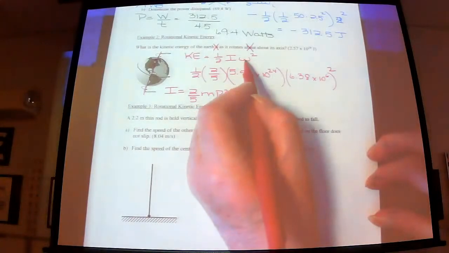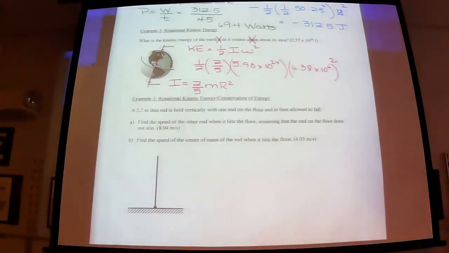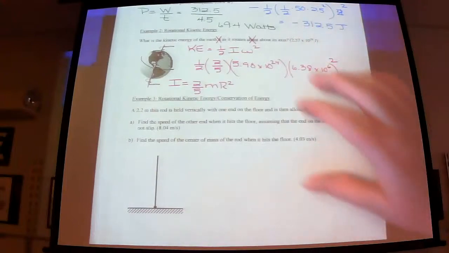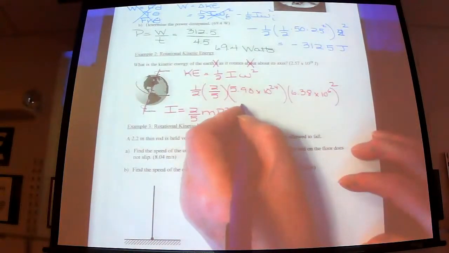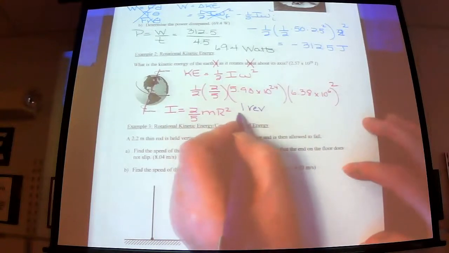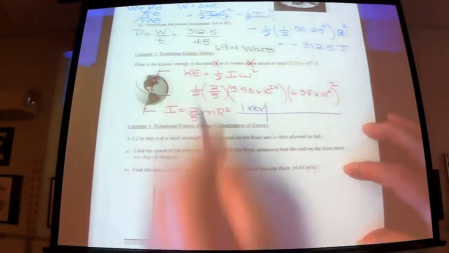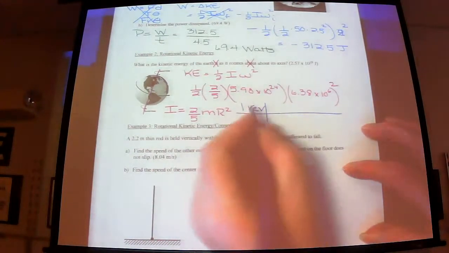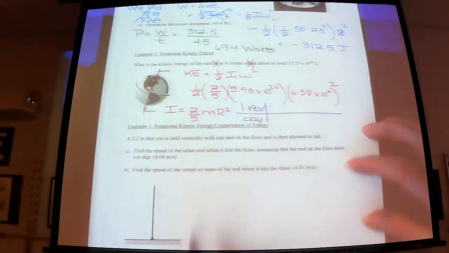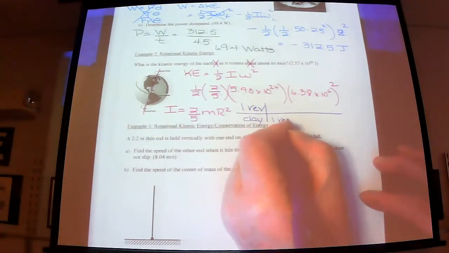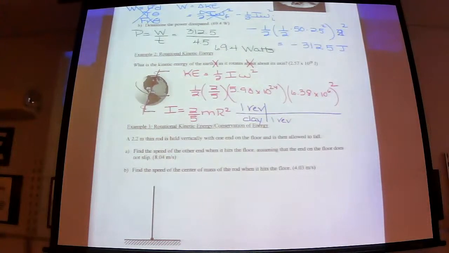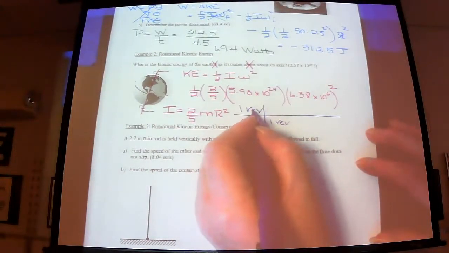And now, W. What's W? 1 rad a day? Wow, that'd be really nice if it was 1 rad a day, but you just made that up. All right, so what does the Earth do? It makes 1 rotation a day. All right, but what do I have to turn this into? Radians per second. So 1 revolution a day.